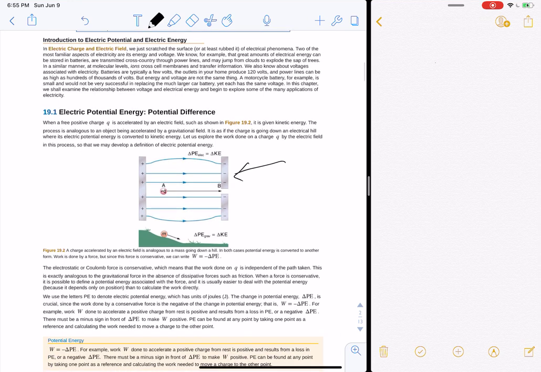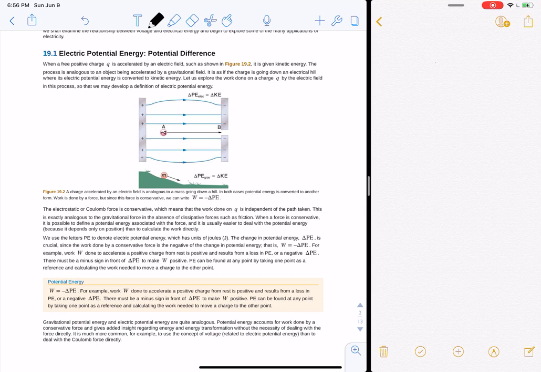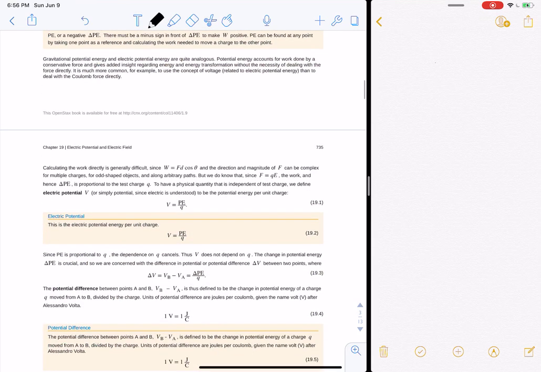19.1, the electric potential energy and the potential difference. The change in potential energy is equal to the change in kinetic energy. Same thing with gravity, and that's what this is trying to draw the analogy to. The work done on a particle to move it through this distance is equal to the change in potential energy, just like in the first section of physics with mechanics. Okay, so read through all this and make sure you get that.